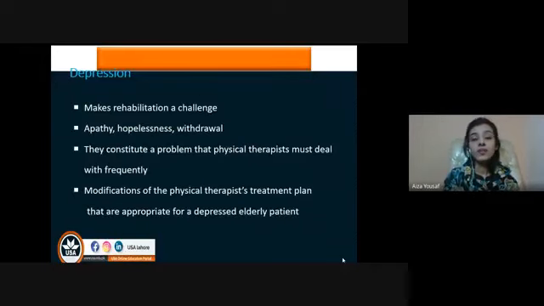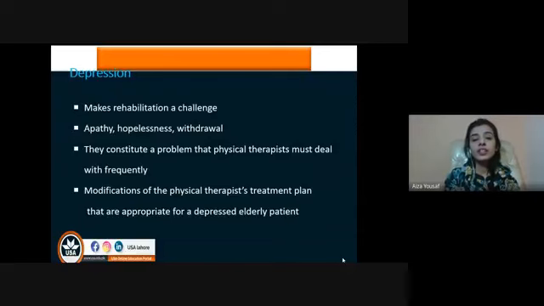Depression makes rehabilitation or any treatment a bigger challenge. It causes apathy, hopelessness, and withdrawal. They constitute a problem that physical therapists must deal with frequently. Modifications of the physical therapist's treatment plan are appropriate for a depressed elderly patient according to her needs and demands, as the state of depression is different for every individual.